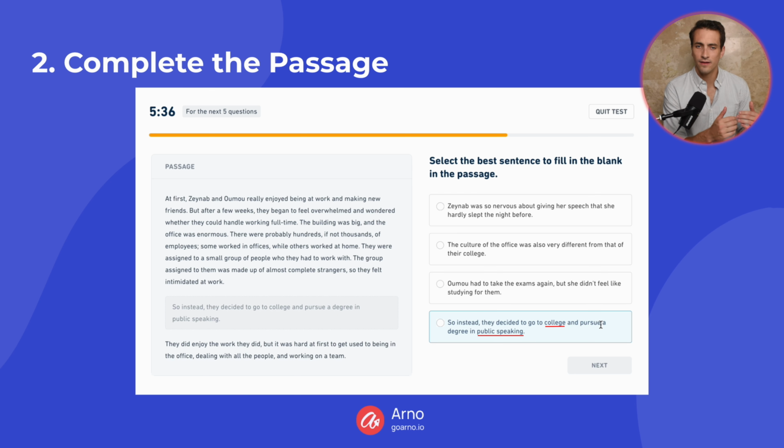Okay, but then the second part of the passage, the new part of the passage reads, they did enjoy the work they did, but it was hard at first to get used to being in the office, dealing with all the people, and working on a team. Well, this part here has at first, which implies that they continued to work. Eventually, they got used to working at the office. It was just difficult at the beginning, but they pushed through and things got better.